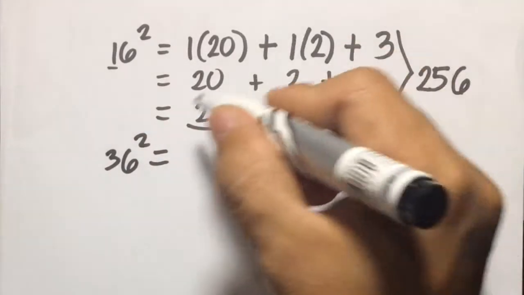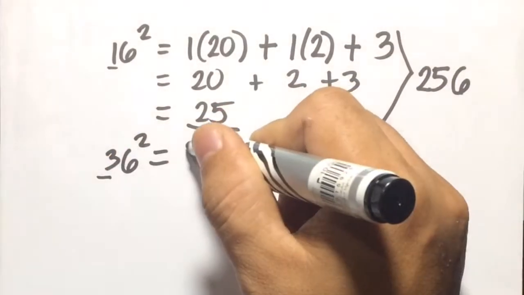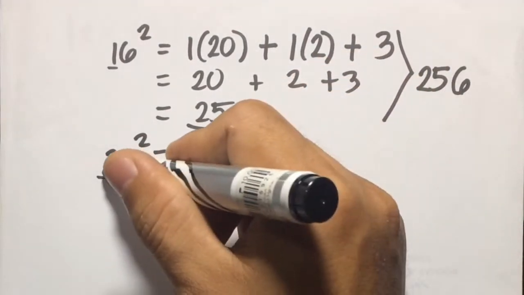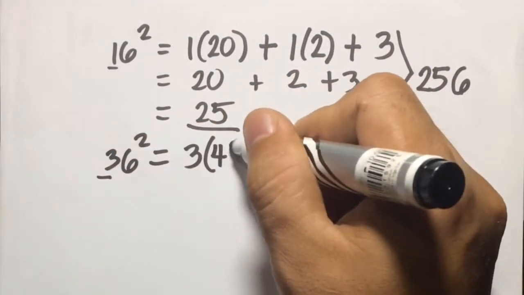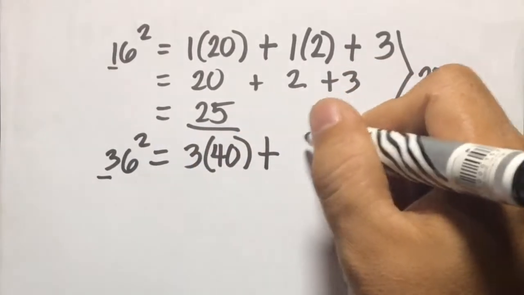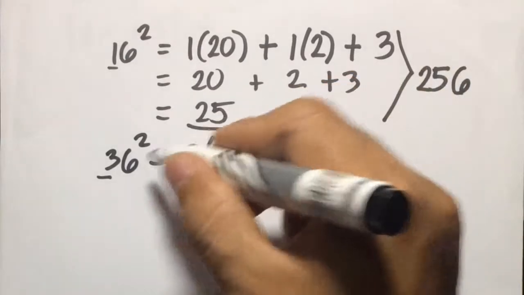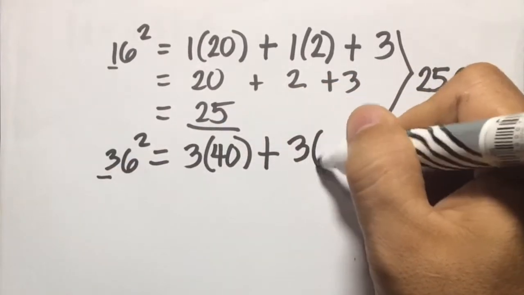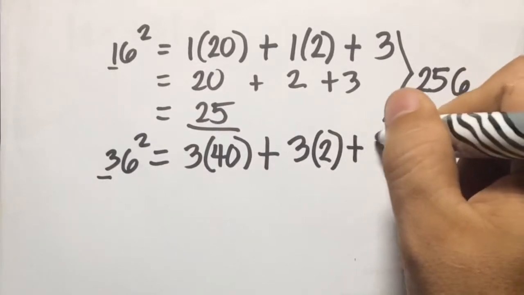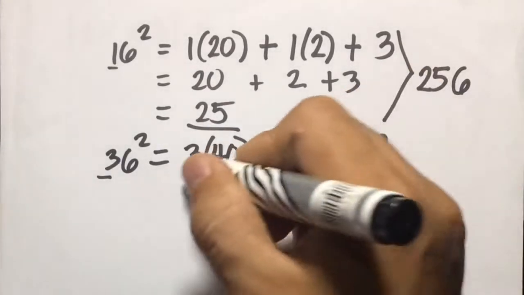So 36 squared, first digit is 3. So you're going to have 3. Then times the next digit of 3, which is 4. Then just add 0. So 3 times 40. Then plus 3, the digit here, times the constant 2. Then another constant 3. So plus 3.